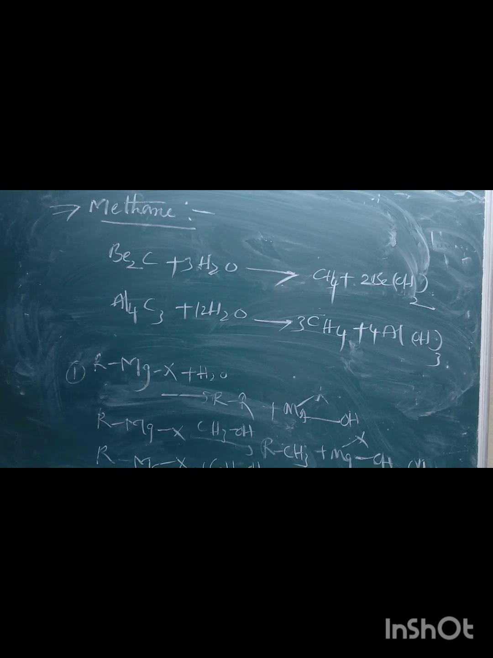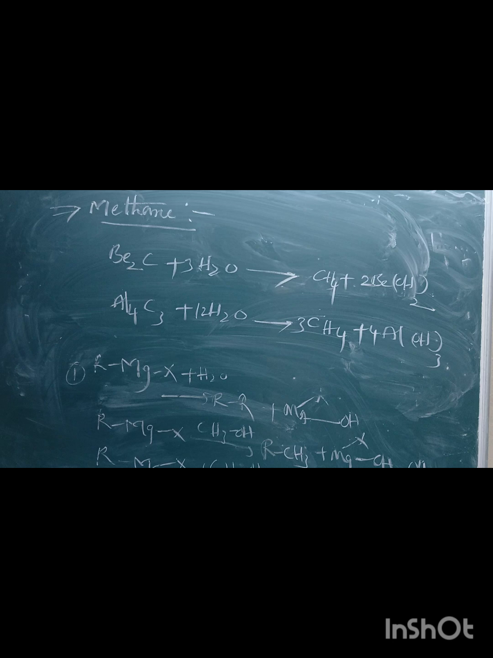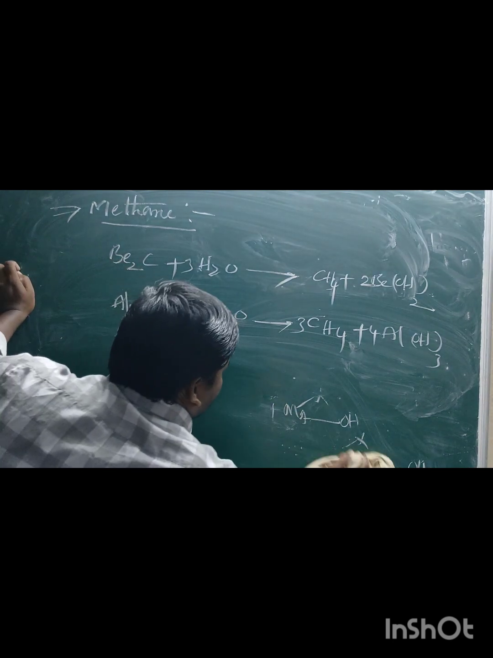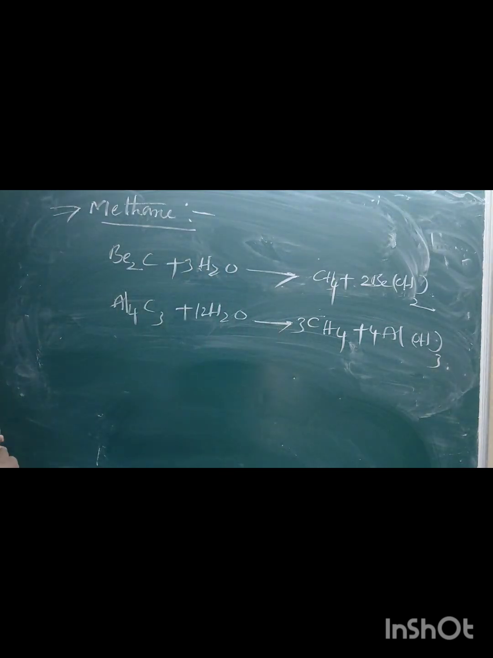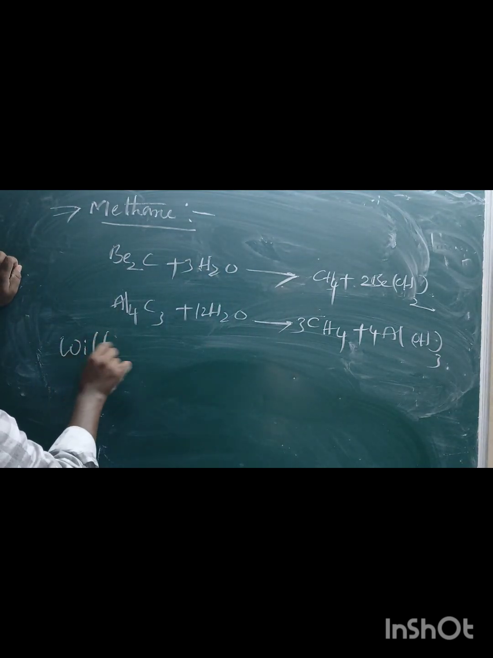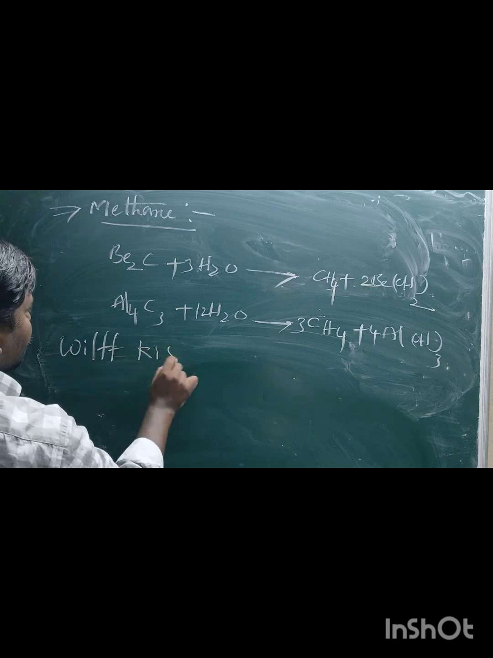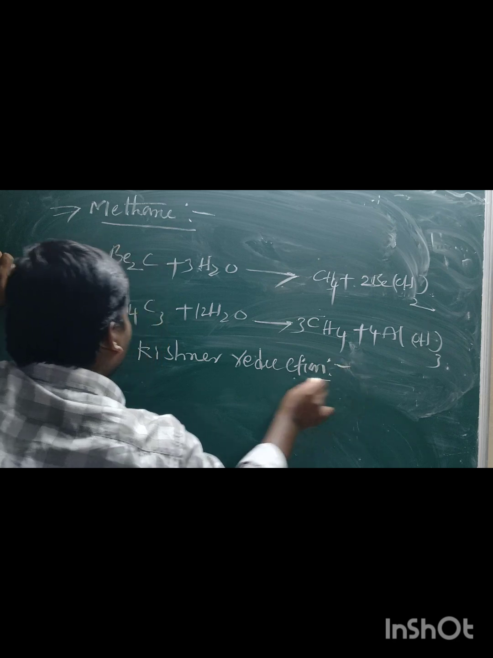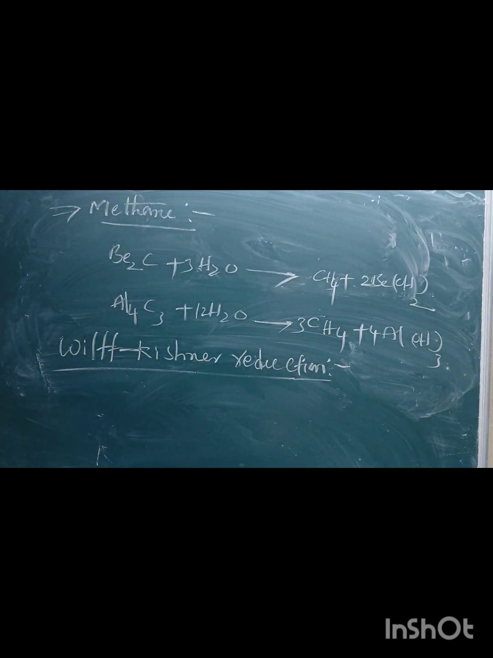And finally, the Wolff-Kishner reduction. The last preparation method is the Wolff-Kishner reduction. What is the Wolff-Kishner reduction, sir? The carbonyl group of an aldehyde or ketone is converted into methylene on heating with hydrazine or semicarbazone in the presence of a strong base. This reduction is called the Wolff-Kishner reduction.